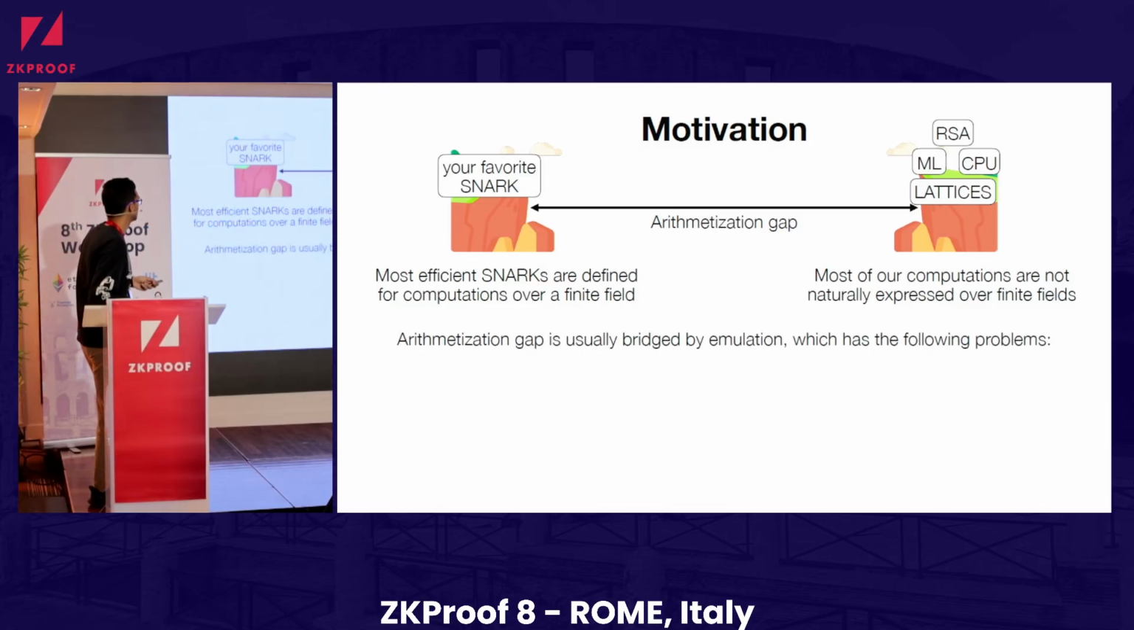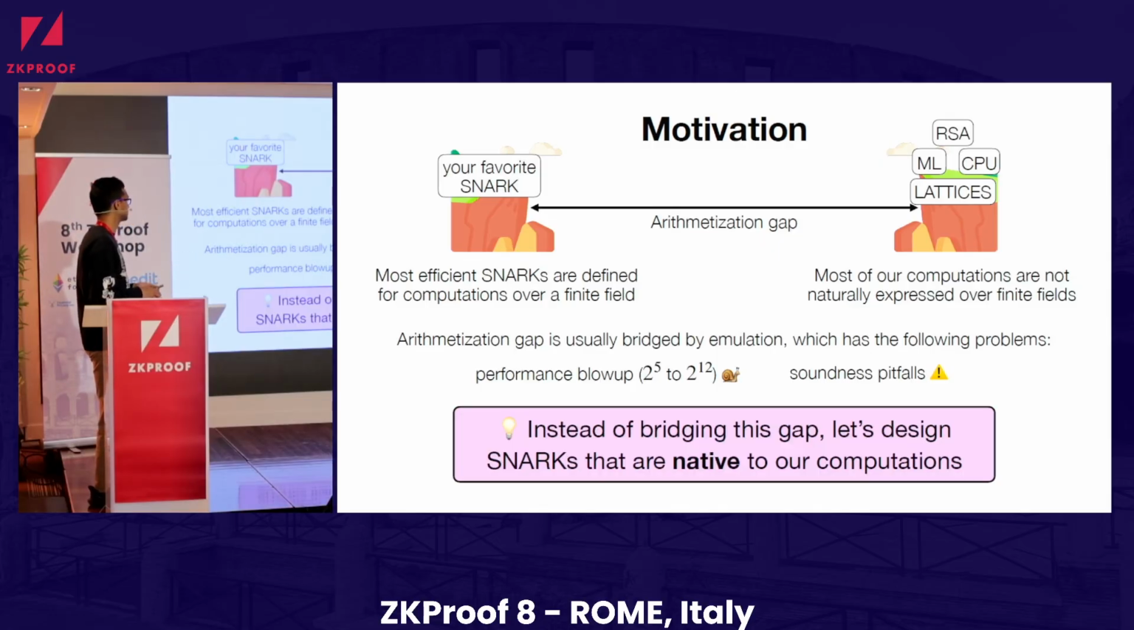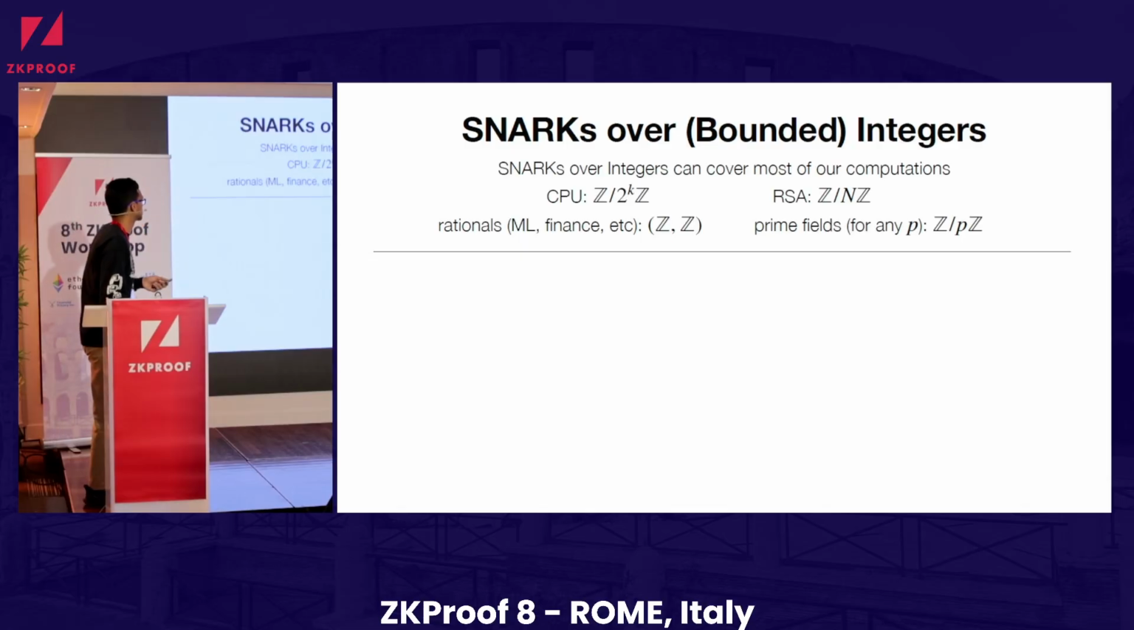And well, usually we bridge this by emulation. Say, OK, let's embed our non-native arithmetic into your field. And you have blow-ups, you have different issues. You have performance issues, or you have soundness issues, because they're hard to do, right? So the goal is let's try designing SNARKs that are native and not non-native. So one thing it turns out is for most of these applications, SNARKs over bounded integers sort of suffices.